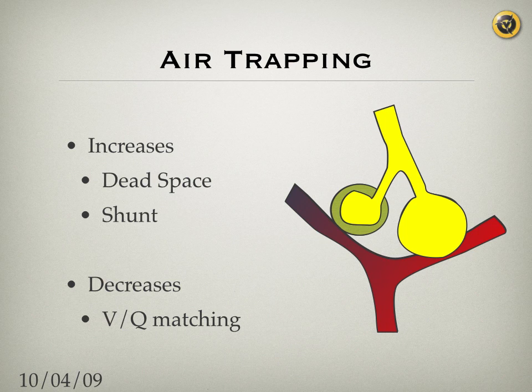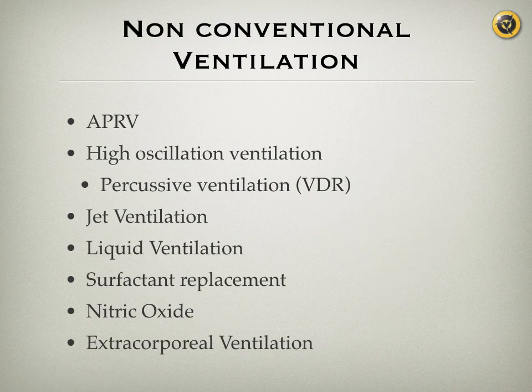What are the non-conventional ventilation modes? And they are not as non-conventional. Some of those we use now, but not as a first line, more likely as a second line. APRV, airway pressure release ventilation, high oscillation ventilation, and there's a subset of it called VDR, volumetric diffusive respiration. I'm going to touch on that. Jet ventilation is old, still being used sometimes. Liquid ventilation is experimental. Surfactant replacement: if we have deficiency in surfactant, we thought if we nebulize that, patients' lungs will get better. We've proven that over and over that it doesn't work.